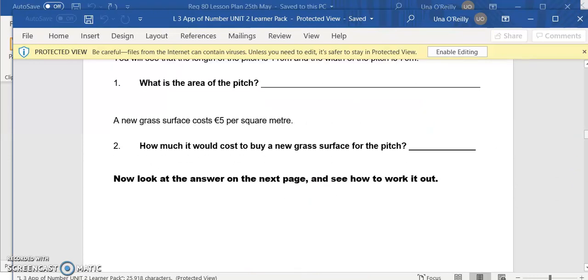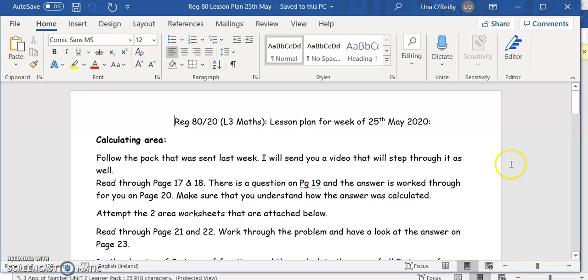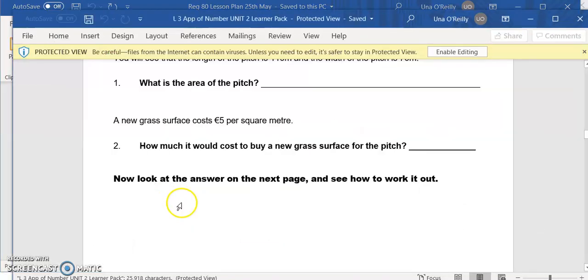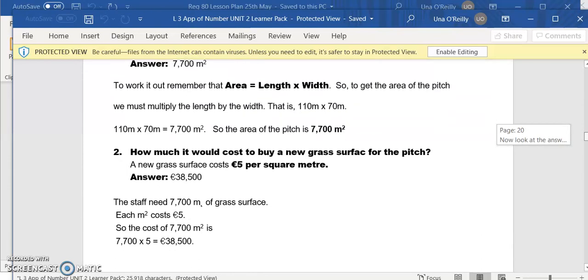Okay. What do I say in the lesson plan? Okay, yeah. Read through page 17 and 18. There's a question on page 19, and the answer is worked through for you on page 20. Okay, so this is what we're talking about here. So we have looked at the first couple of pages. It says now look at the answer on the next page and see how to work it out. So try and work it out yourself first, but if you're having problems with it, go to the next page and look at the answer. Okay, and they work it out here. Okay, so I'll let you look through that and make sure you understand it.